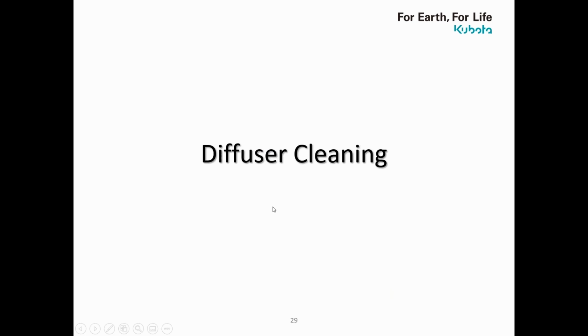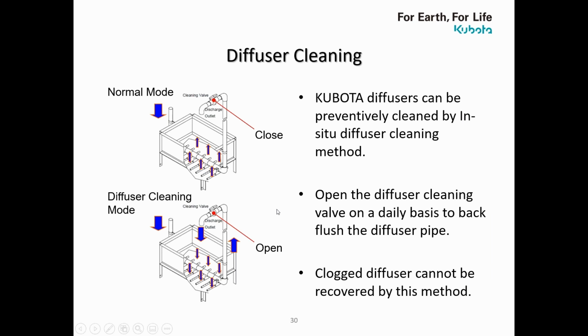So how do you want to keep those diffusers clean? We have a process called diffuser cleaning for some of the cassettes. Some of the later models won't have this process. If you have a membrane called SP, we wouldn't have this. But for older cassettes, we have a valve called the membrane diffuser cleaning valve. And if you open these valves, this is connected to the air line.